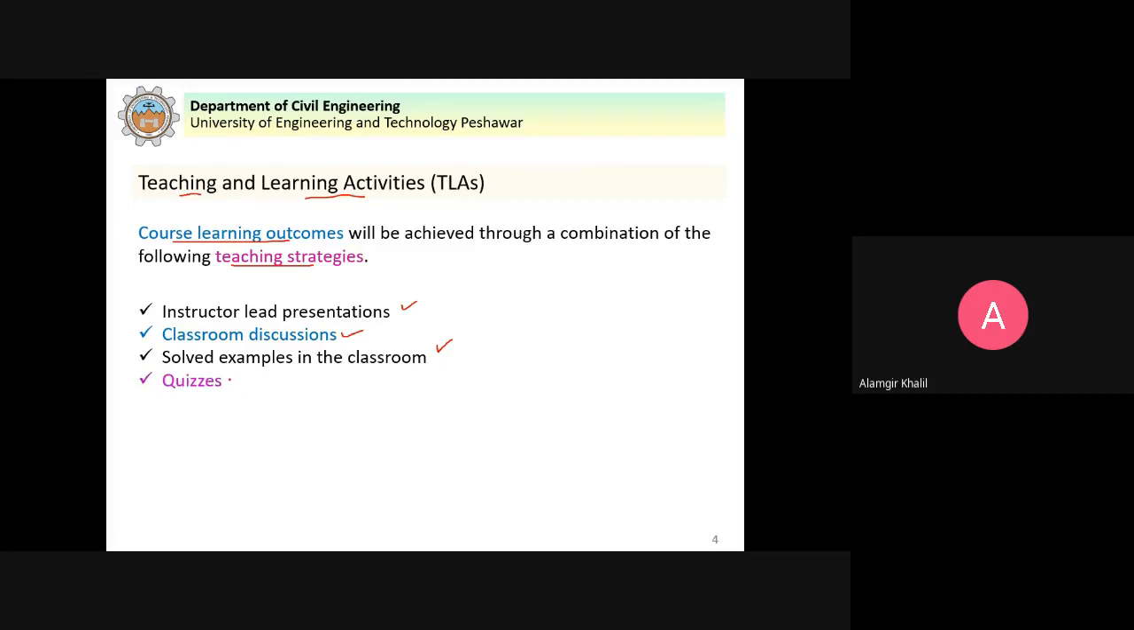Then assessment will be made by quizzes and home assignments. There will be a midterm exam for this course and a final comprehensive examination.